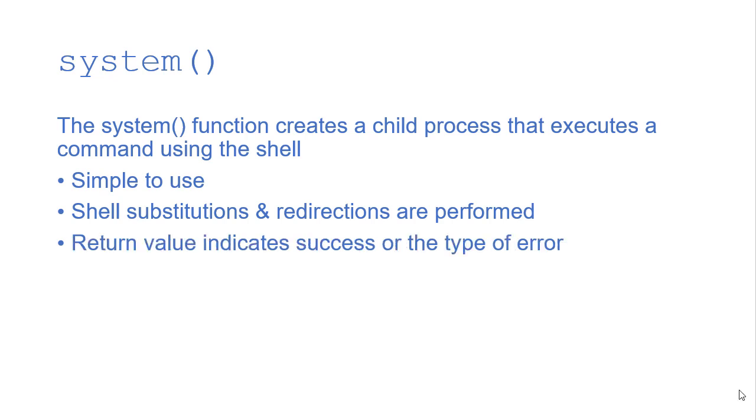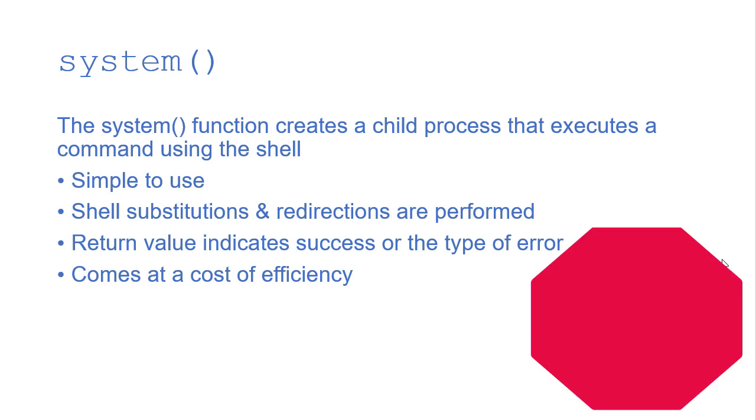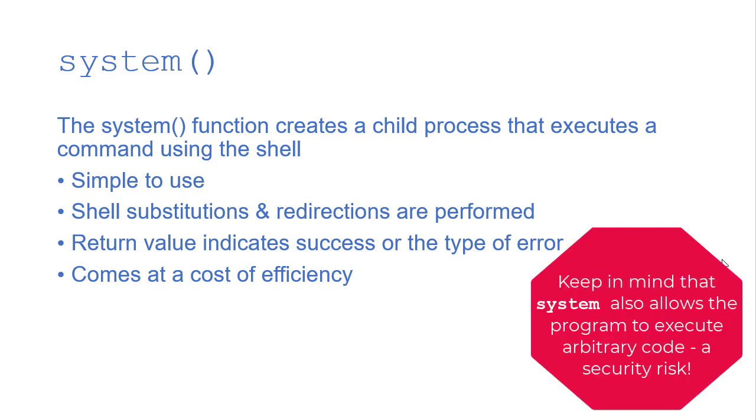When the function returns, you'll get a return value that indicates that either the call was successful or it'll give you information about what type of error occurred, whether that was related to the shell or the command or something like that. Now, one thing to keep in mind is there is an efficiency cost with using system. It's not the fastest way to, for example, get a file listing. And also keep in mind that it just executes the command. It doesn't pass that information back to you, so you can't do anything with it necessarily. Again, for cases where you just want to execute a command, you don't really care about the output, the system function is ideal.